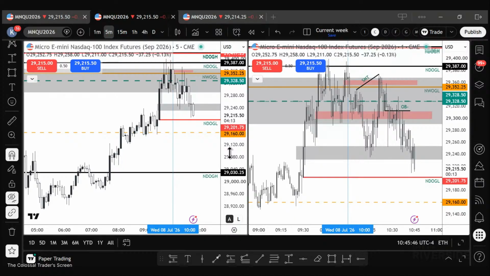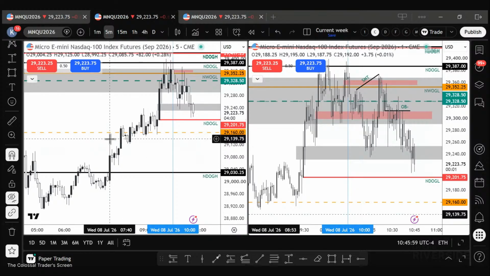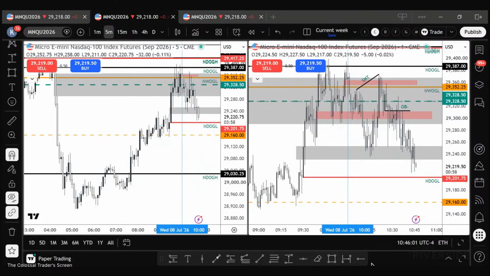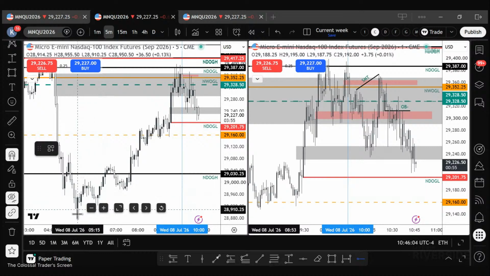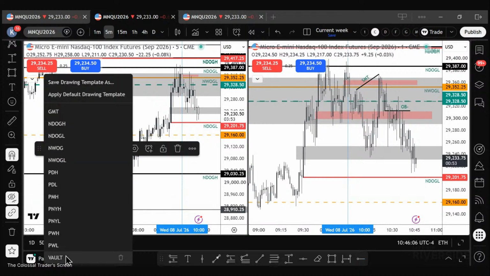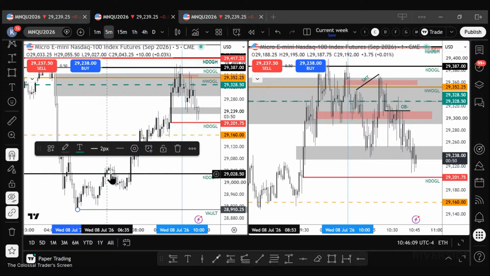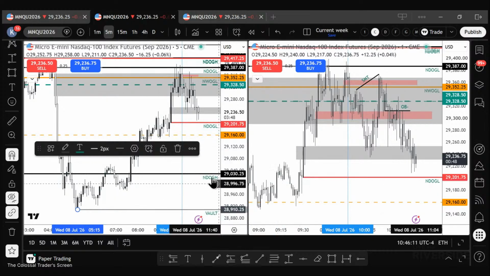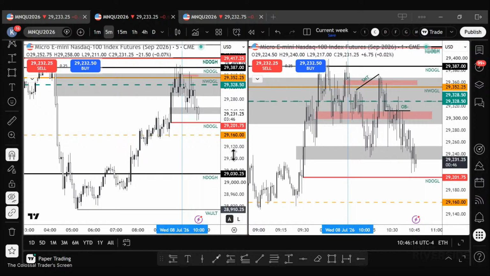Even gold is dropping. Come on, Nasdaq. It looks like it wants to get there. It's revving up its engine. Just really grind lower.